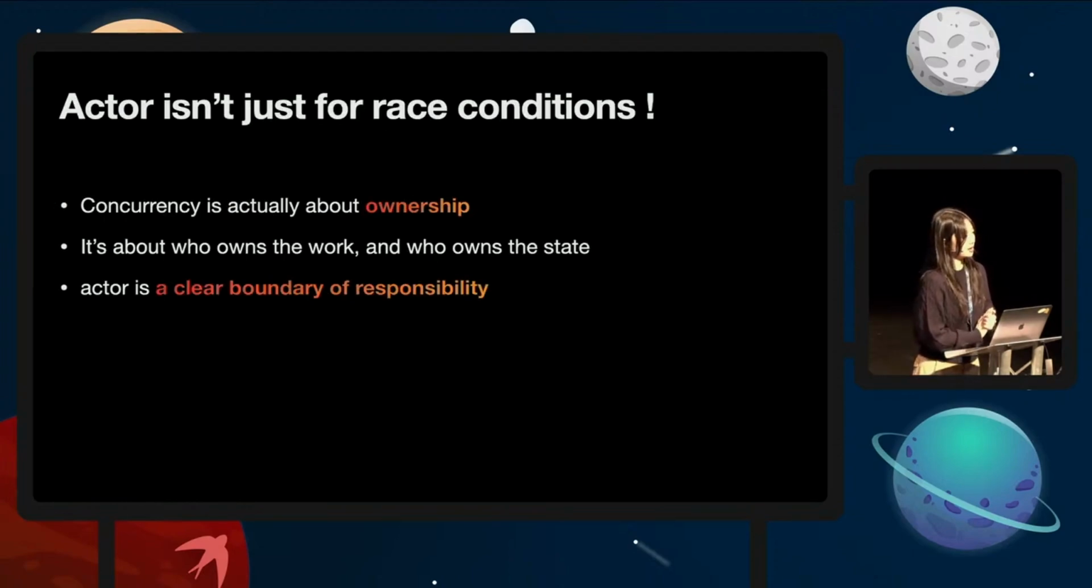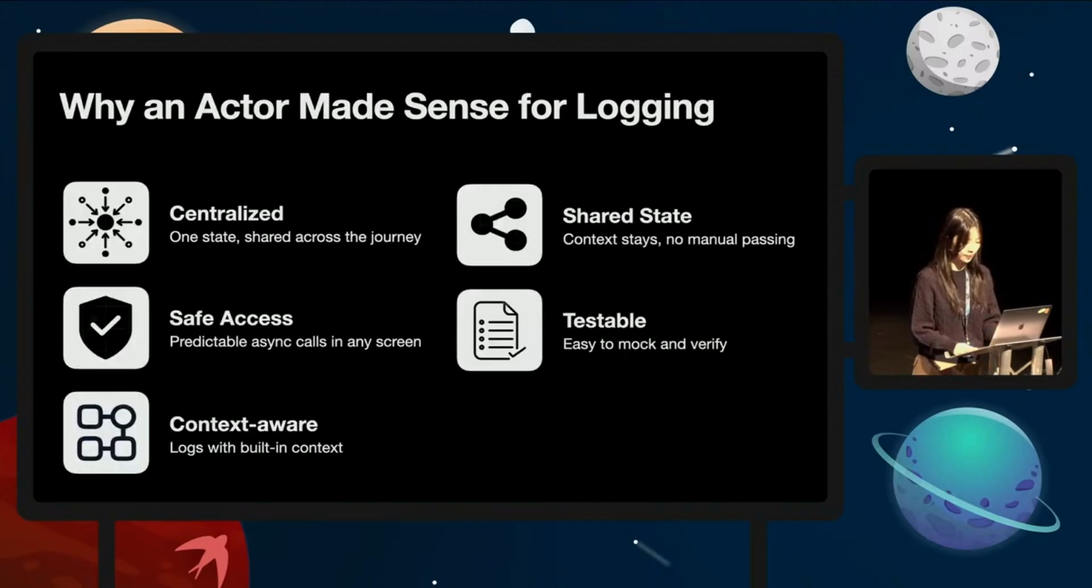Concurrency is actually about ownership. Who owns the work? Who owns the state the work touches? Actors aren't just about preventing race conditions, they're about ownership. An actor says, this piece of state belongs here and only here, and that makes it not only safe, but a clear boundary of responsibility. One place, one owner, one story.